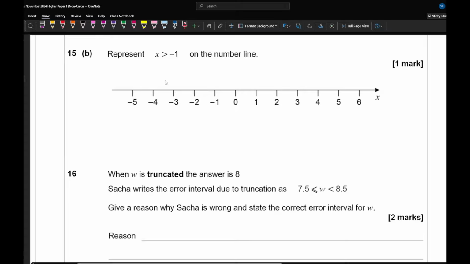For question 15b, it says represent x is greater than -1. So what we need to do is draw a circle at -1. We don't shade it because it can't equal that number, and we draw a little arrow pointing to the right.